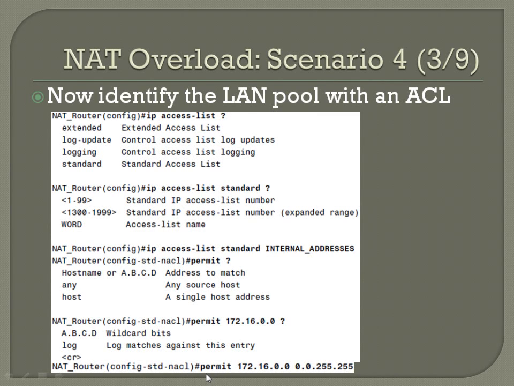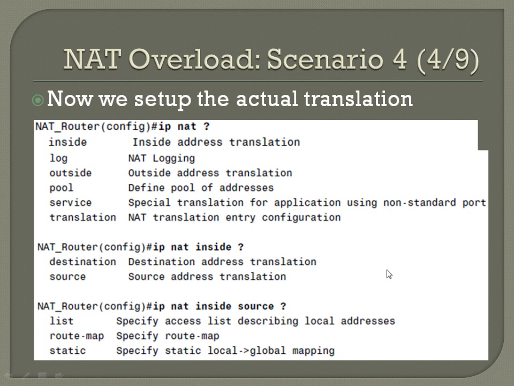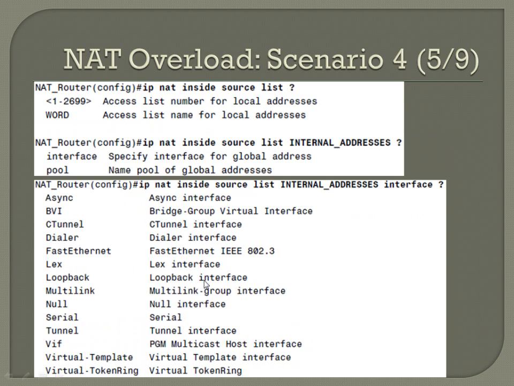So now that we've got that set up, we can set up the actual translation. From global configuration mode, IP NAT, and again, I prefer to do it inside starting since it makes things less confusing than swapping it back and forth. IP NAT inside source, and this time we're specifying a list. So IP NAT inside source list, the name of our ACL we just created, internal underscore addresses.